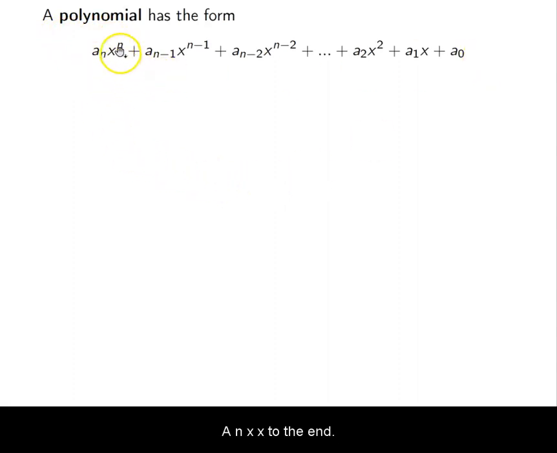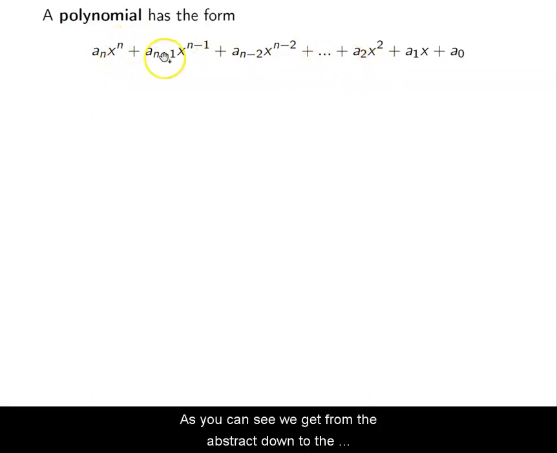an times x to the n, an minus 1, x to the n minus 1. Here, these n's are indices. They're telling you which term you're talking about. As you can see, we get from the abstract down to the concrete, right? This is the a2 term, the a1 term, the a naught term, or the a0 term.